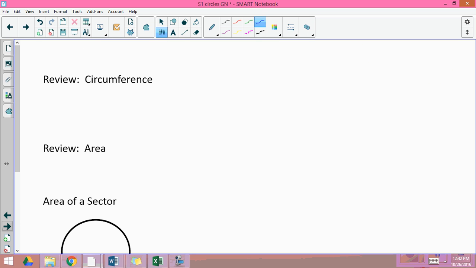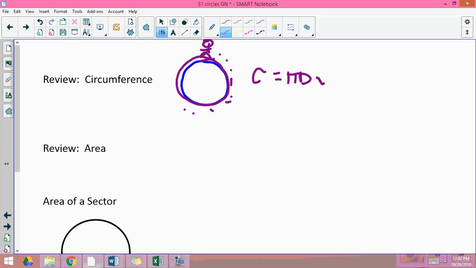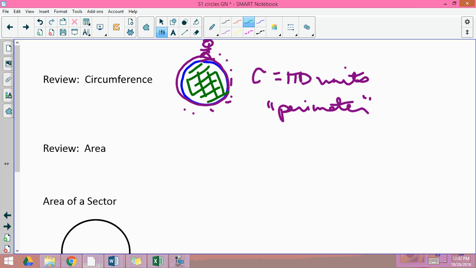So should this. The circumference is our distance around a circle. If you can imagine walking around the circle, the distance you would walk would be your circumference. The circumference is equal to pi times diameter, and the label is always units. It's basically the perimeter of a circle. Area is the space inside of our shape, and area is found by taking pi r squared, and the label is always units squared.